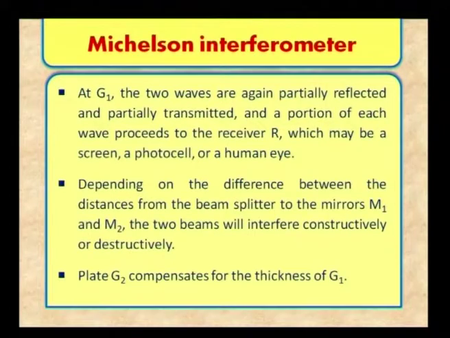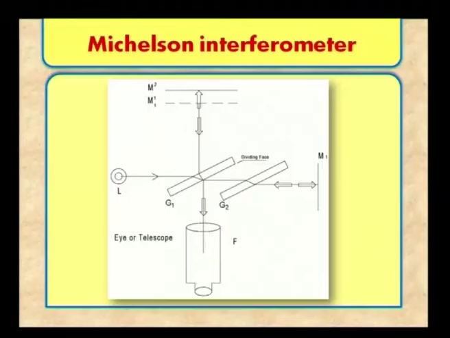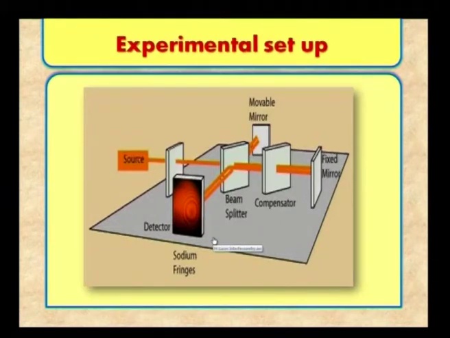The two mirrors are mutually perpendicular to each other. The rays are reflected back and interfere, and a portion of the light ray is received by the receiver, which may be a screen, a photo cell, a human eye, or a telescope. So at the end, what happens to the interference pattern? The nature of the interference pattern can be seen on the screen or by the human eye, or you can have a detector like a photo cell. So this is the experiment setup here. Depending upon the condition under which interference occurs, you will get bright or dark rings similar to Newton's experiment.